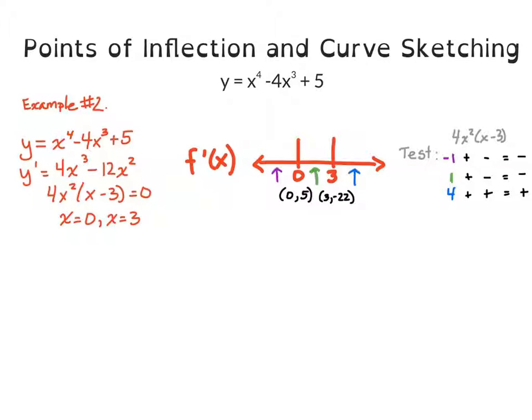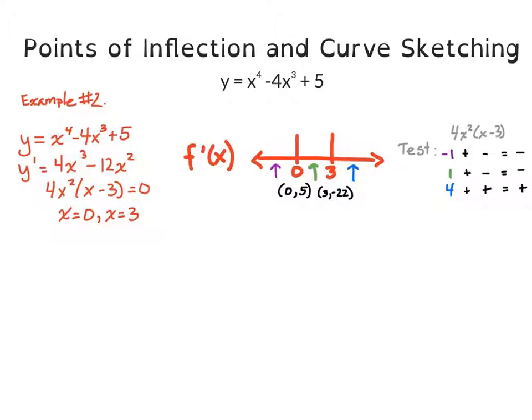Here's another example to help practice finding points of inflection and curve sketching. We have y equals x to the fourth minus 4x cubed plus 5. Now I've already done the work for the first derivative. Here's our first derivative right here: 4x cubed minus 12x squared. We can factor out the 4x squared, and we're left with times x minus 3.